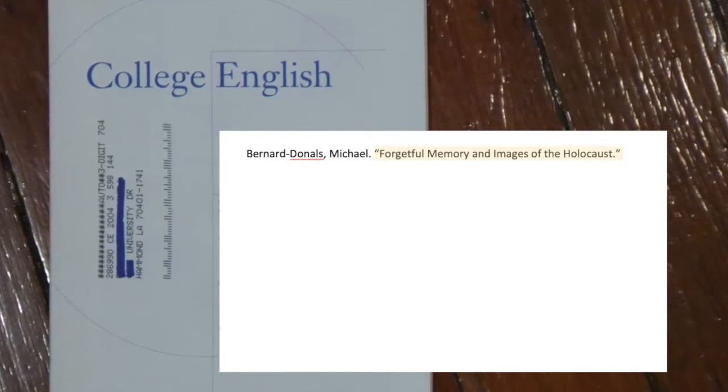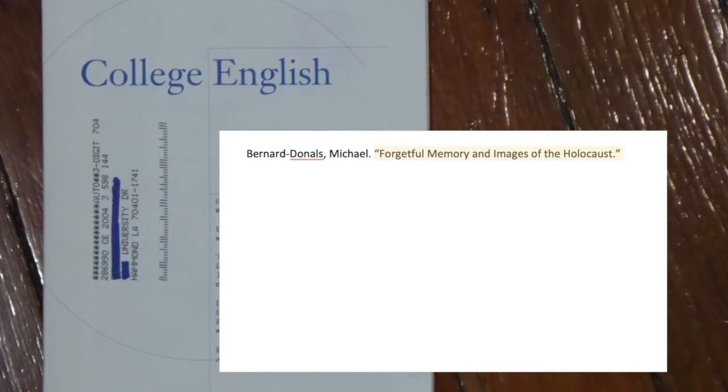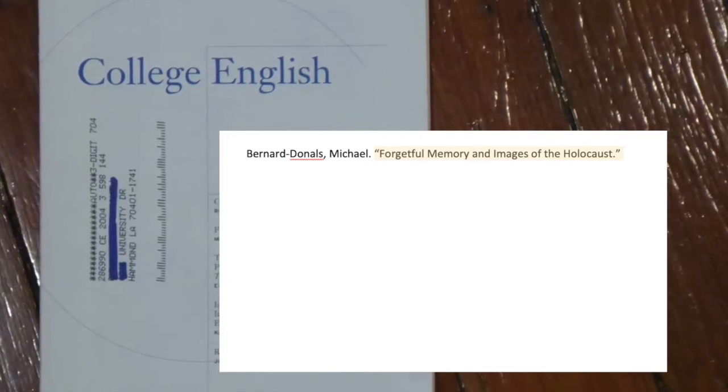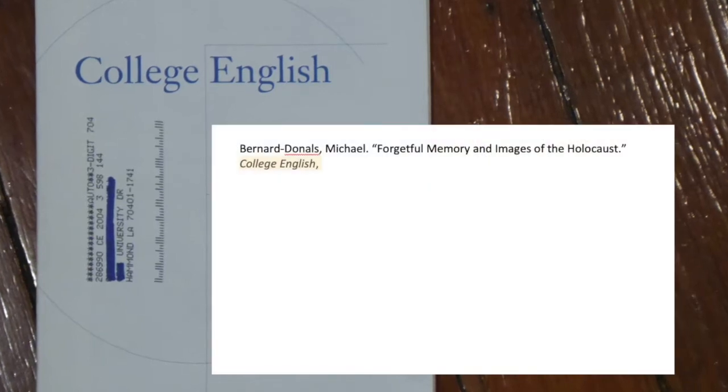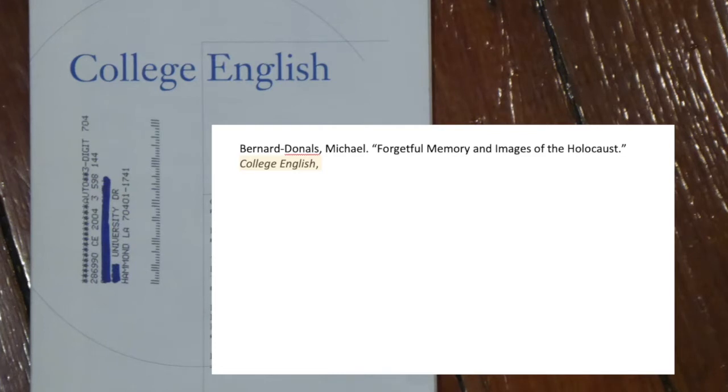In this instance, my container is the book that this article is published in, or really the journal, which happens to be called College English, and we always italicize container names because containers are always large enough to hold other texts or other works.